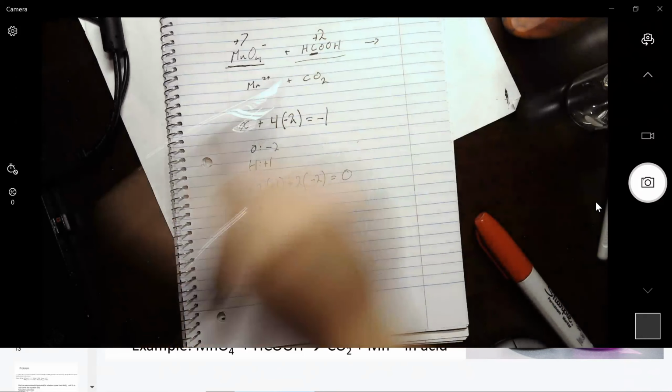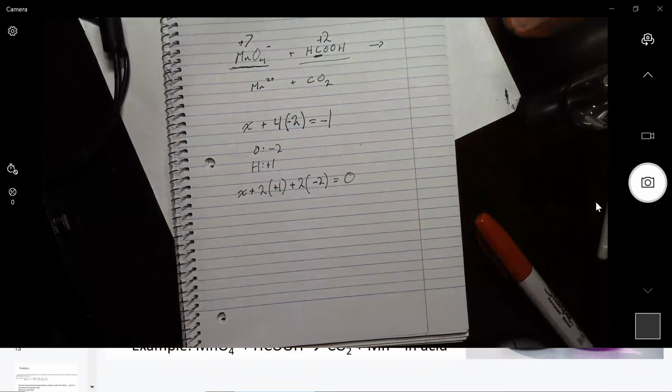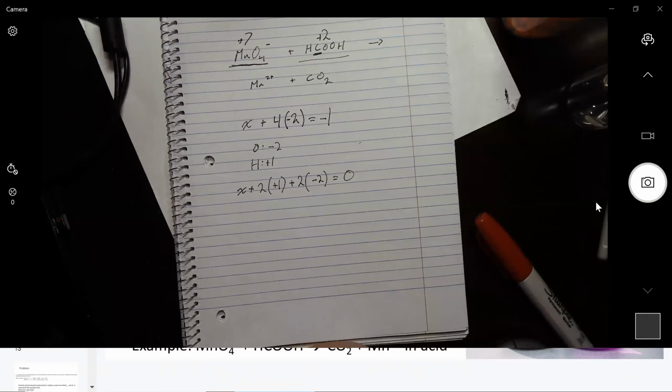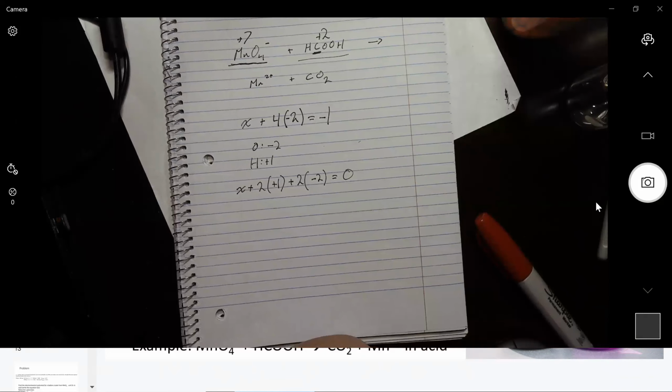And what's the oxidation state for manganese 2+ and CO2? Plus 2. What's the oxidation state? It's a simple monoatomic ion, right? And for simple monoatomic ions, the oxidation state is simply the charge on the atom. So what should it be in this case? Right, 2 plus.